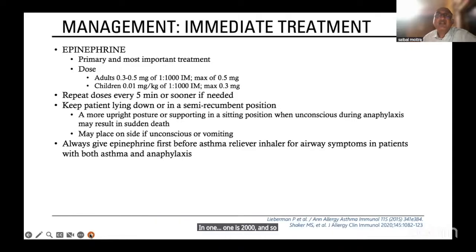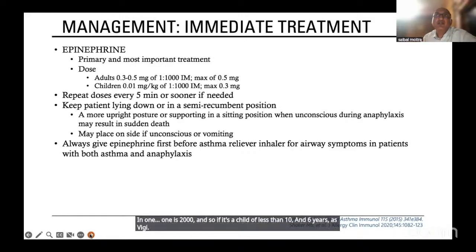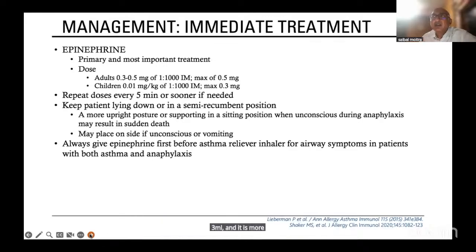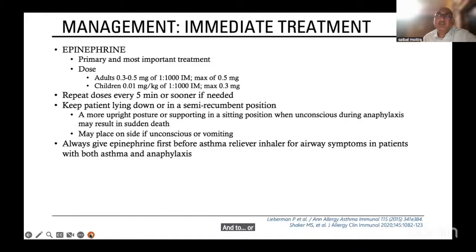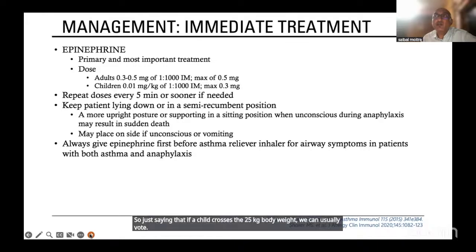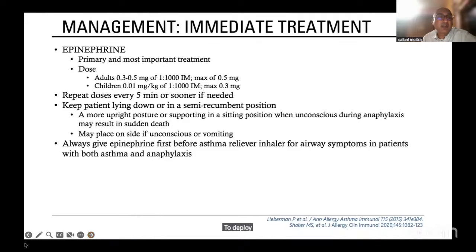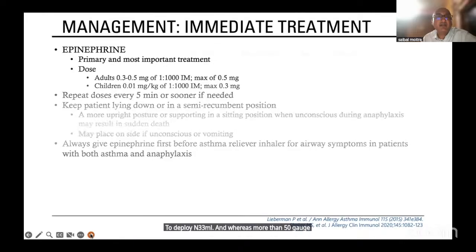If it's a child of less than 6 years, we give 0.15 ml; 6 to 12 years, we give 0.3 ml; and more than 12 years, we give 0.5 ml. But definitely, to understand this transition to a lower or higher dose depends on the body weight. So it is saying that if a child crosses 25 kg body weight, we can usually go to 0.3 ml. And for adults more than 50 kg, it's 0.5 ml.